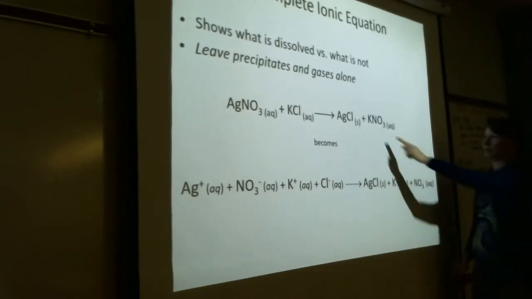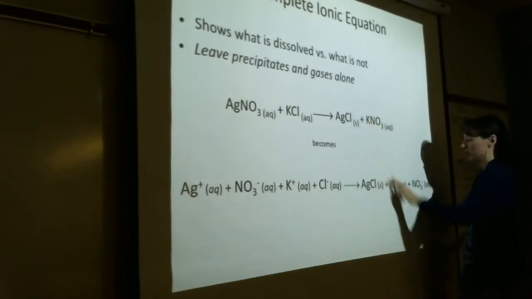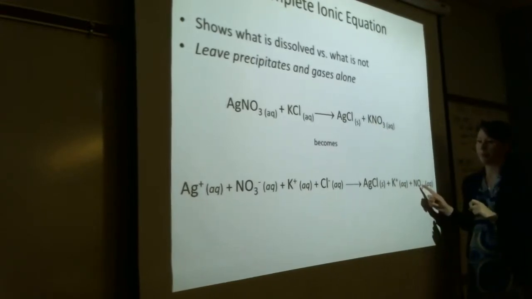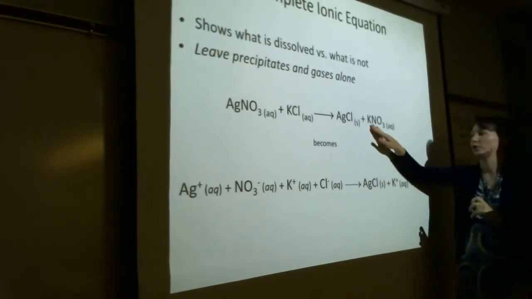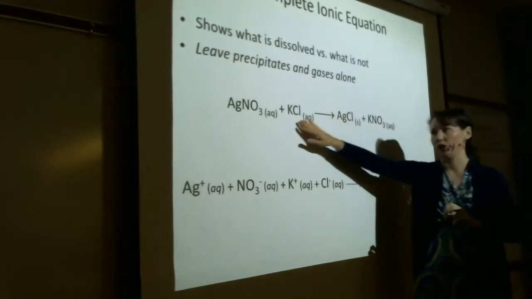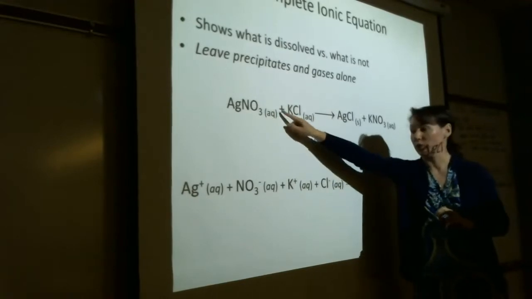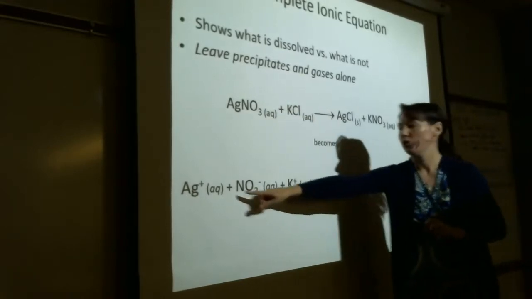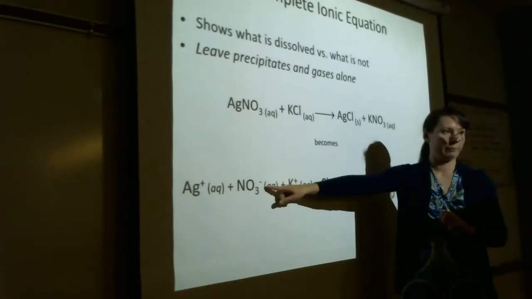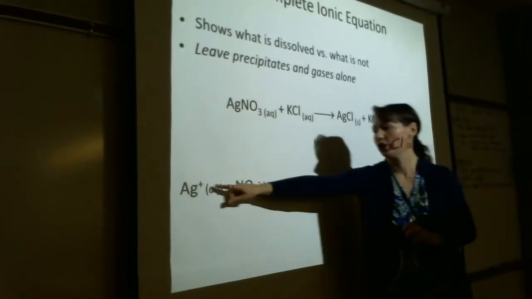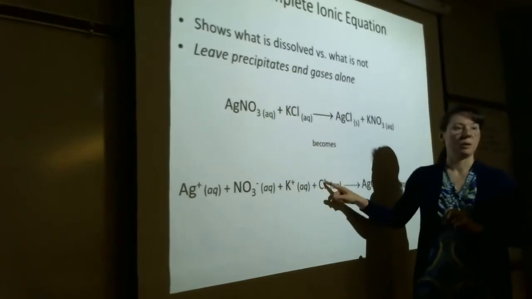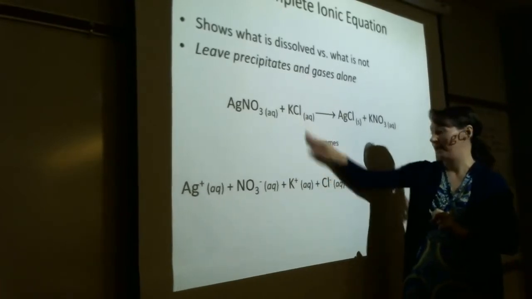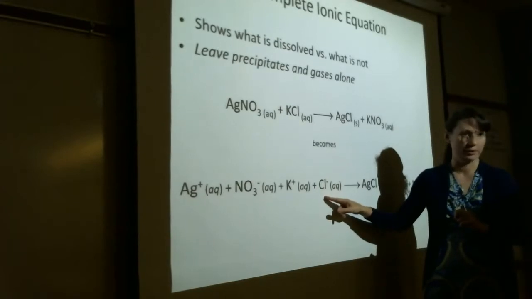Okay, the K and the NO3 aren't touching each other. They're split apart. Now here's the big thing. I've harped on you all semester about how when you write formulas for compounds, there are no charges. But when you split them up into ions, you get those charges back, okay? You have to put those charges back because this is an ionic compound that is splitting back up into its ions, okay?